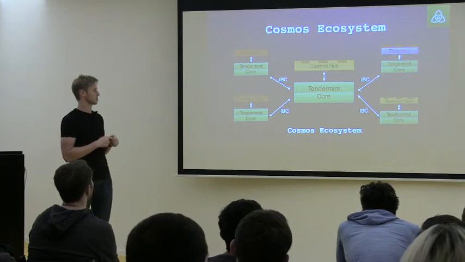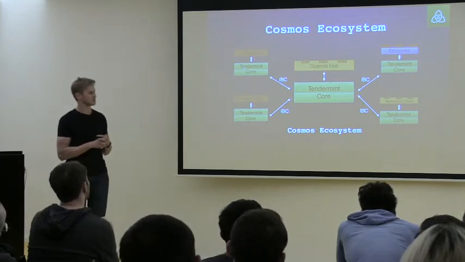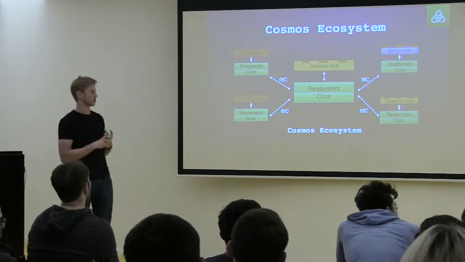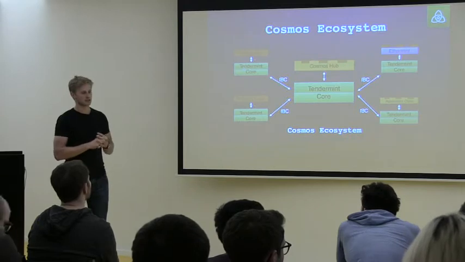And those blockchains are then interconnected using something called IBC. So IBC is the Inter-Blockchain Communication Protocol. Now the nice thing about Tendermint 2 is that you can have very powerful light proofs.